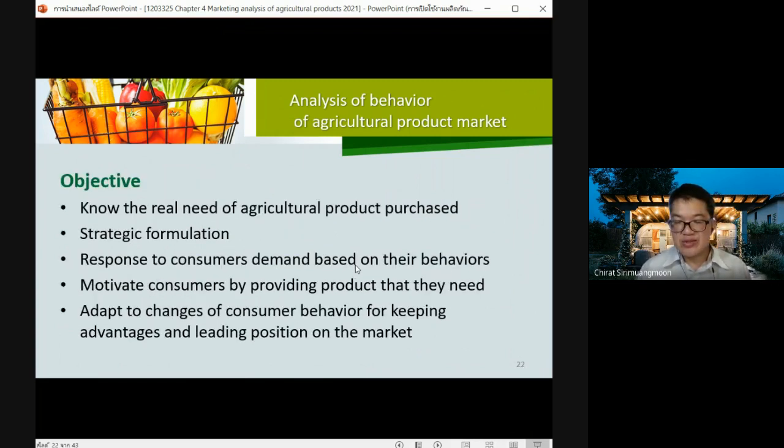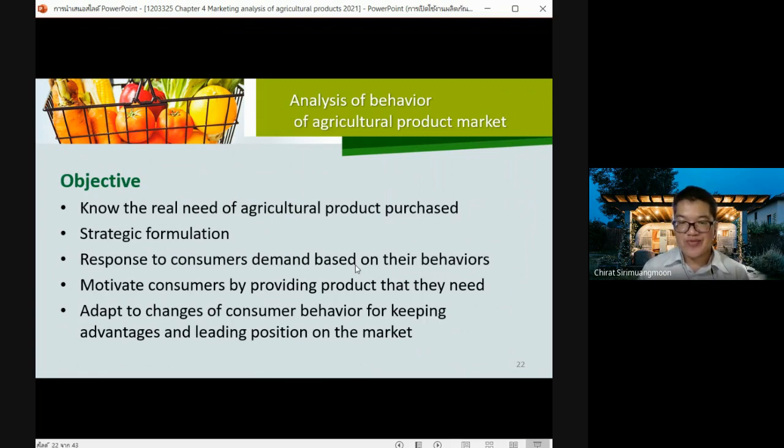Then what is the objective of analyzing the behaviors? The first objective of analyzing behavior is that you need to know the real need for the agricultural product that is purchased, in both consumers and organizations. So what they really need. They buy the agricultural product for some reason, so you need to understand that.